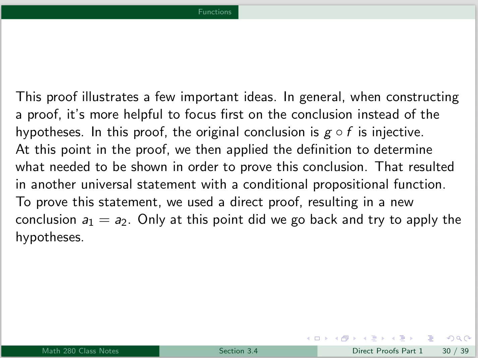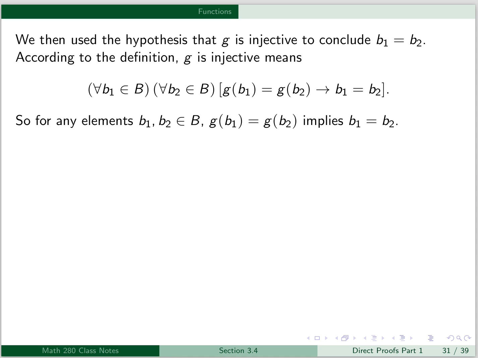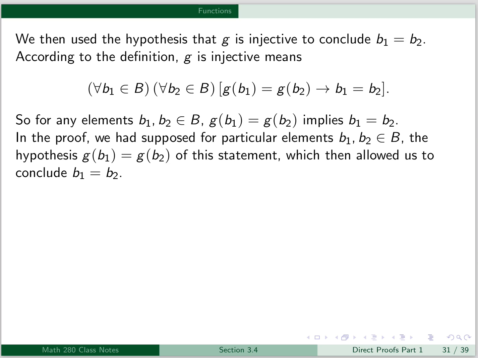Only at this point did we go back and try to apply the hypotheses. We then used the hypothesis that G is injective to conclude that B1 is equal to B2. According to the definition, G is injective means for all B1 and B2 in B, G of B1 equals G of B2 implies B1 is equal to B2. So what this means is, for any elements B1 and B2 in B, G of B1 equals G of B2 implies B1 is equal to B2. In the proof, we had supposed for particular elements B1 and B2 in B the hypothesis G of B1 equals G of B2 of this statement. So using the definition of G being injective, it allows us to conclude that B1 is equal to B2.